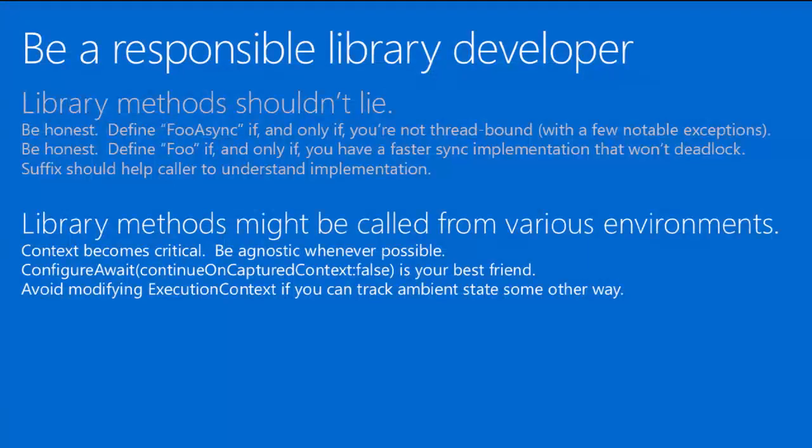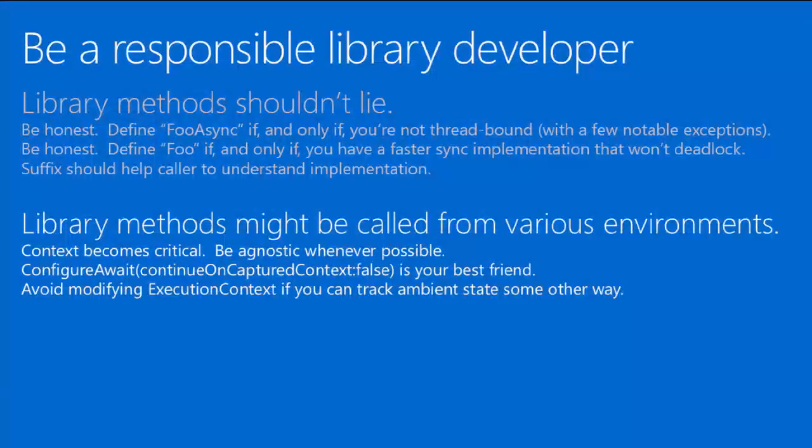So, that's about being honest about the nature of your method. There's also you having to respect, in other ways, this context that you're called in, right? Context can actually become critical in different ways, and there's different kinds of context, which we'll see. And one of those ways you respect your context is going to be calling this configure await method, passing it false, right? And we're actually going to see how that helps us out with the deadlock that we saw before.